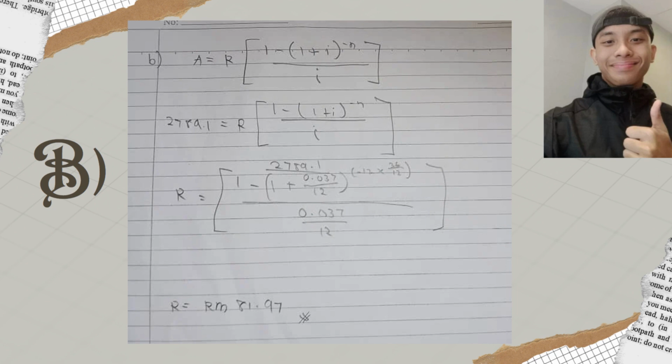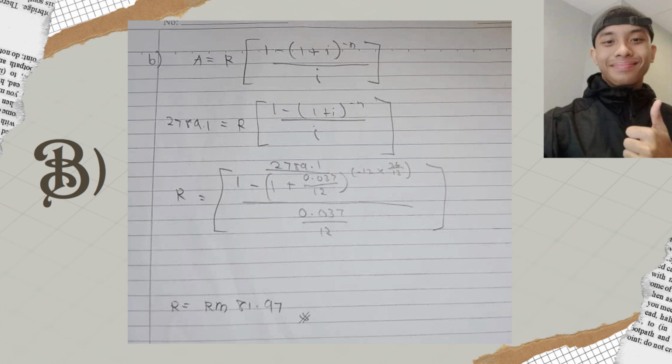Next, the R moves to the left side, equal 2789.1 on the right side divided by 1 minus bracket 1 plus 0.037 divide 12 bracket of bracket minus 12 times 36 divide 12 bracket and divide 0.037 divide 12. The answer for R is R equal RM 41.97.